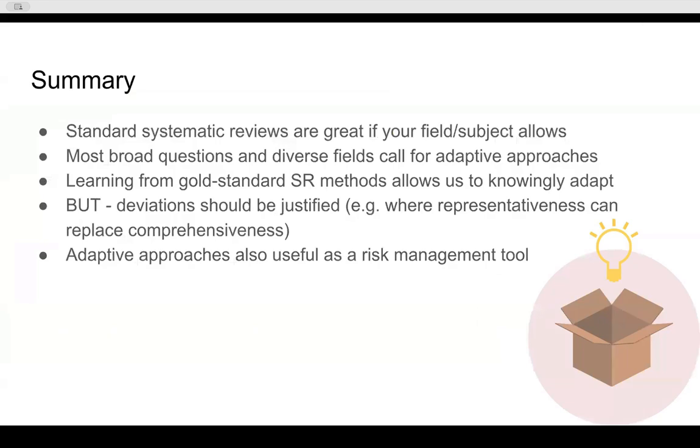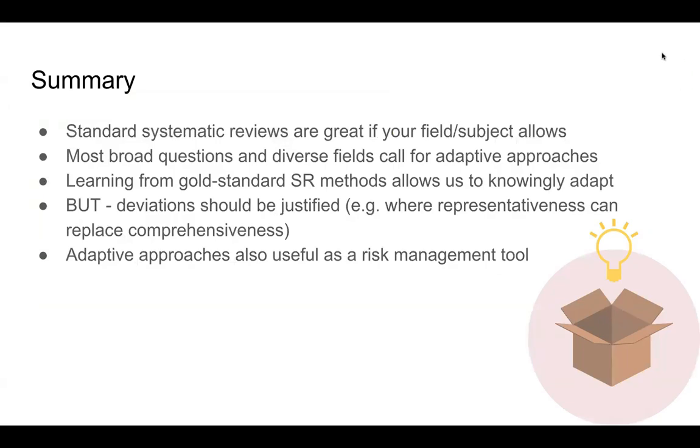So just to summarize, really, we've talked about what standard reviews are and that they're great if your field and subject allows, but that in other fields, in particular, the broad questions and diversity of interest and type of evidence mean that we need to be a bit adaptive. Again, learning from gold standard systematic review methodology allows us to know where we can adapt the methodology and what the implications are for that. But any deviations from gold standard methodology or from our plans a priori should be really clearly justified.